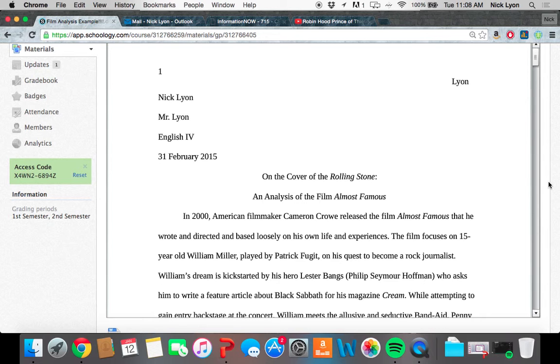All right, so this is my essay. Obviously, the page number should be down there, and then I've got my heading. You've got your name, teacher's name, English 4. He's sticking with it. English 4. Then the date that it's due. Obviously, this paper was due February 31st last year, so that was good.